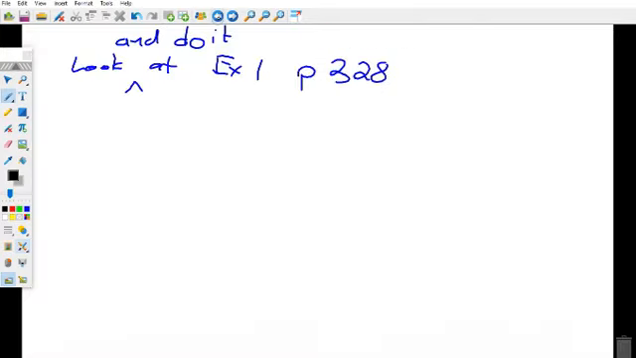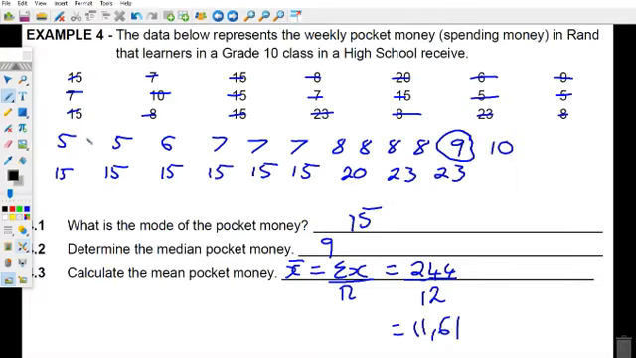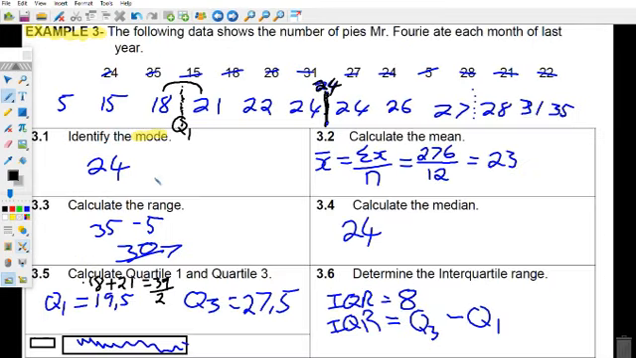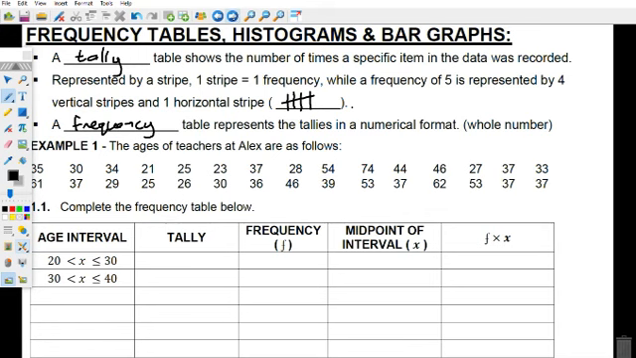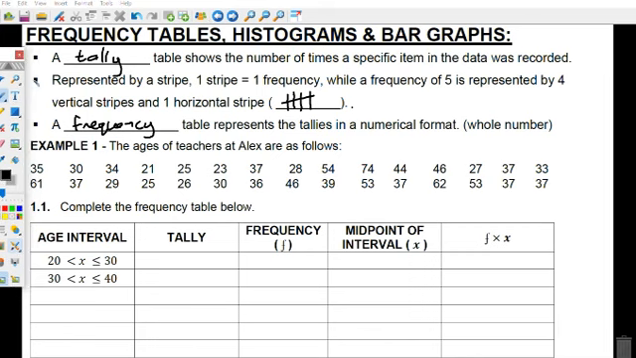If we look at the previous stuff we've been doing, we've taken our data, assembled it into ascending order, and found the mode, the median, the mean, our central tendencies. We're able to find the quartiles, the interquartile range, the range, and so on. That is called ungrouped data. What we're doing now in a frequency table is grouping our data.